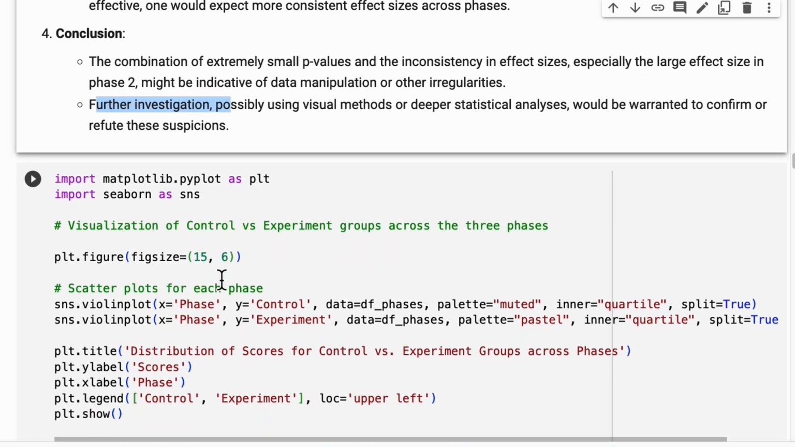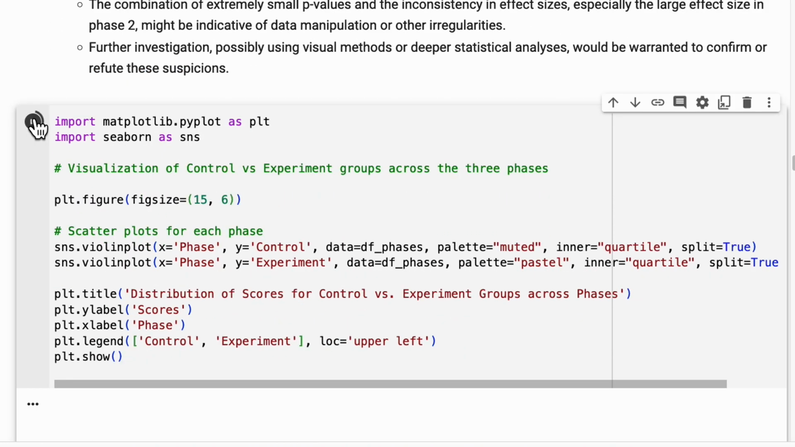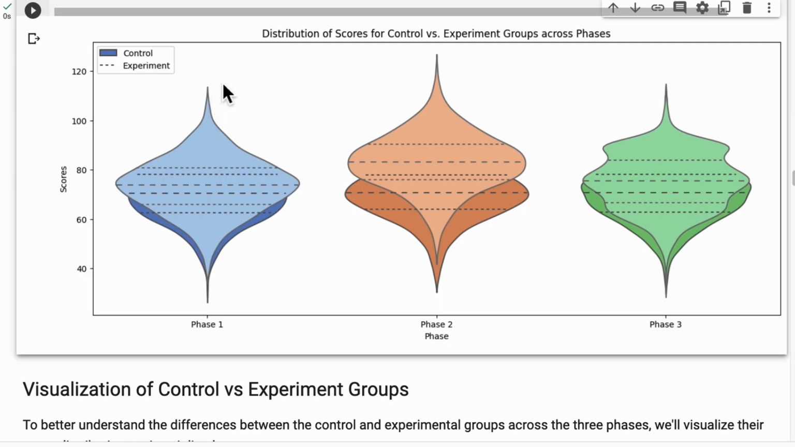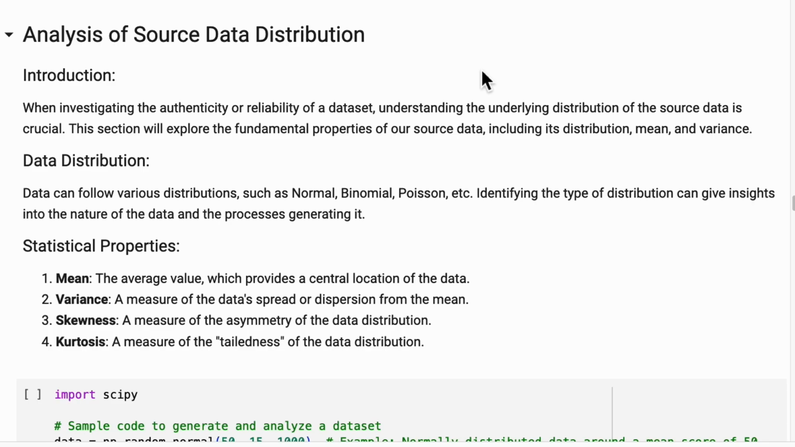Let's move to some other visualization. Let's run the code here. In these violin plots, we know that in phase 1, they have slightly different but similar distribution shapes, but in phase 3, the 90 is inflated here. And here, the distribution is similar, but it's shifted. Significant difference of mean.